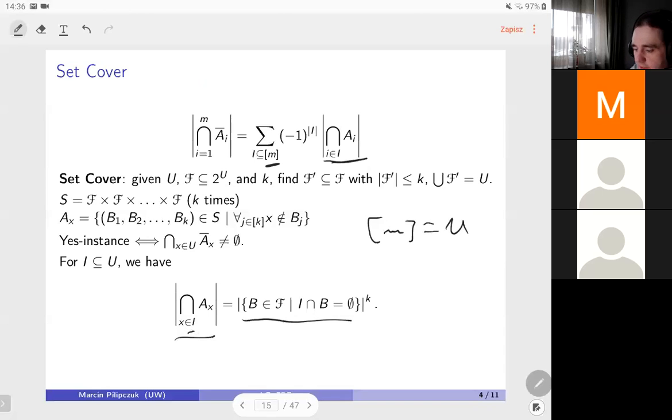Okay, and this is really easy to count. You are just looking at these guys from the family that cover nobody from I. You are looking at all the sets that miss all of them, and just count all k-tuples of them. So just this to the power k. This is how many sets I have in my family that completely miss the entire I, and I just do all the possible k-tuples out of them.